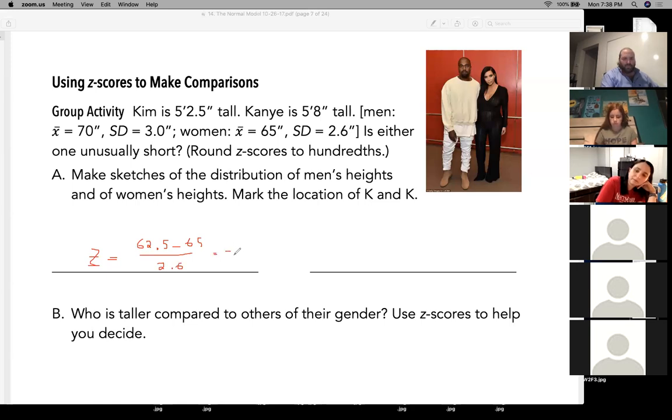0.011. Negative 0.011. So would Kim be unusually short? No. In fact, she's right about average, right in the middle for the most part. Her z-score is so close to 0, it's essentially 0. So let's now do Kanye.